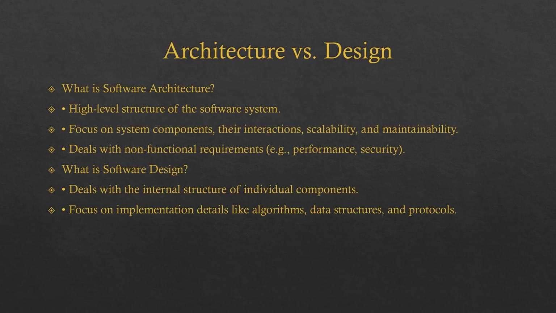Let's begin by clarifying the difference between software architecture and software design. Architecture focuses on the high level structure of a system, defining its components and their interactions, while addressing non-functional requirements like scalability and security. On the other hand, design deals with the internal details of individual components, including algorithms and data structures.